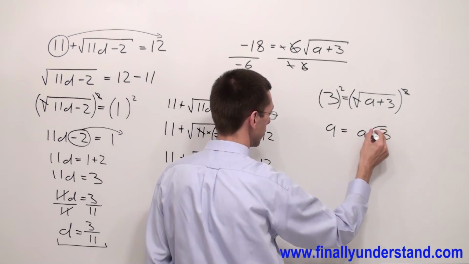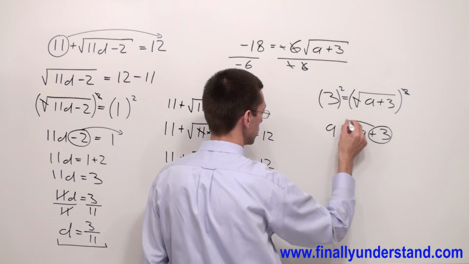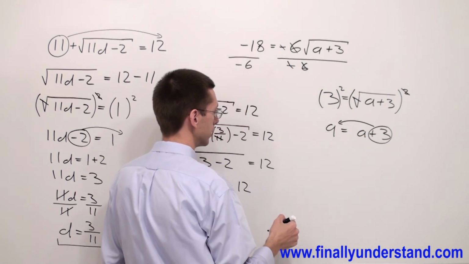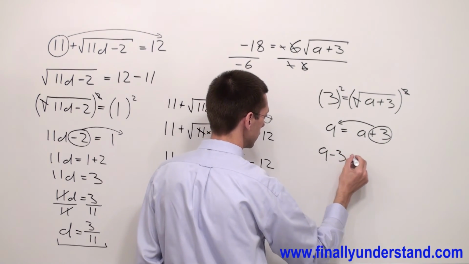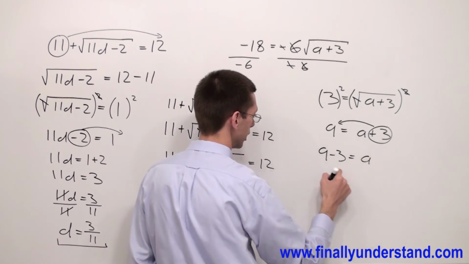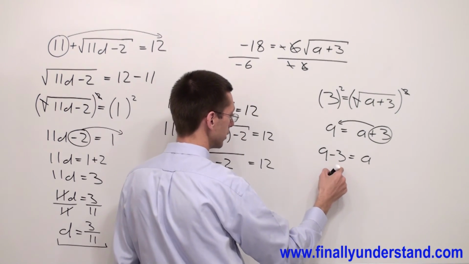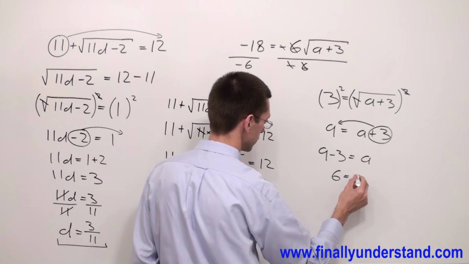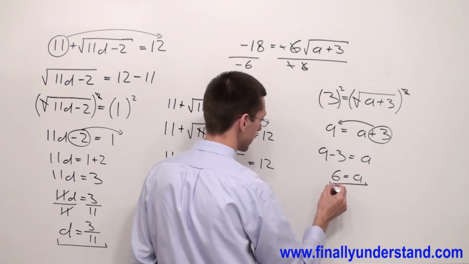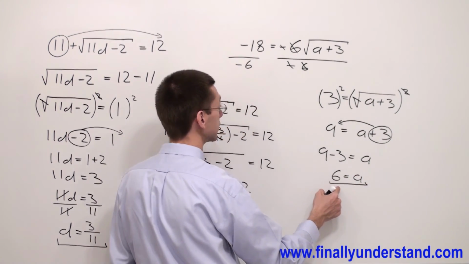I'm looking for a. That's why I have to move my 3 to the other side of my equal sign. That's why I have 9 minus 3 is equal to a. 9 minus 3 is equal to 6. 6 is equal to a. Let's check if this is the correct answer.